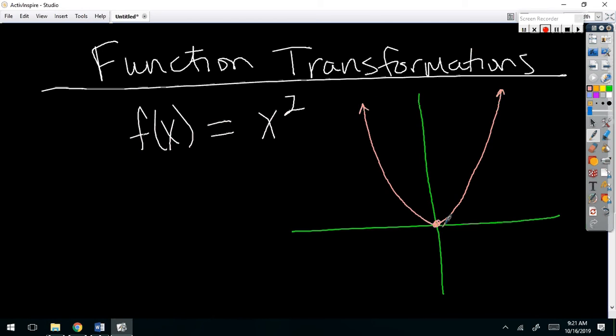Okay, so this is 0, 0, 1, 1, and I'm just showing you the points because you'll have to do some things with some of the points as we transform.